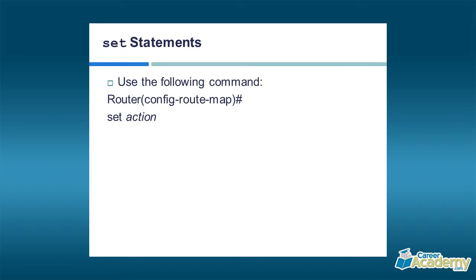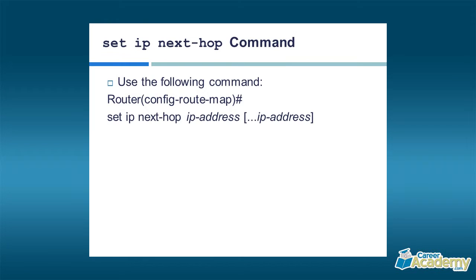For the set statements, we use a set action command. Once a match has been made, the set commands are used within a route map to add or even change, if you want, metrics to any routes that have met the match criteria. Here we have the set ip next-hop command. We specify the next hop IP address for matching packets by using set ip next-hop ip-address. If more than one IP address is specified, the first address associated with a currently up and connected interface is used to route the packets.